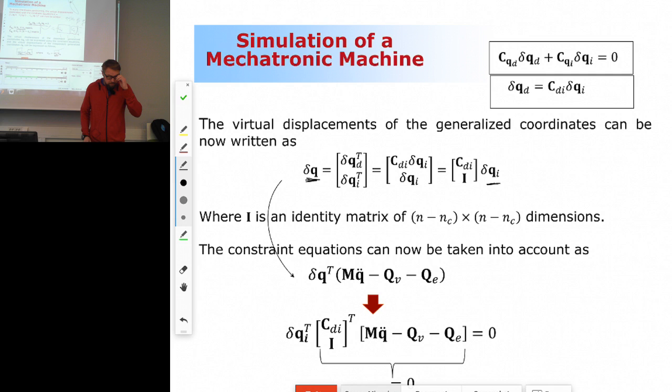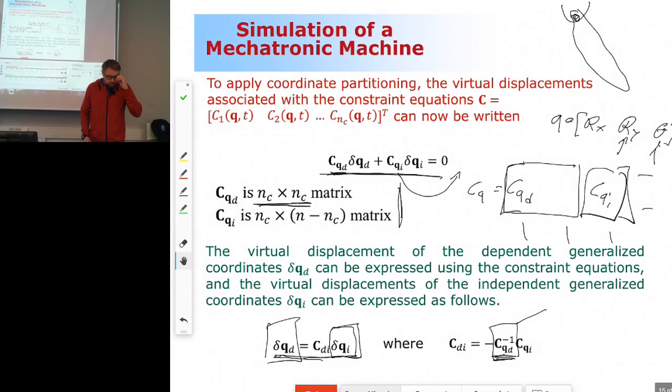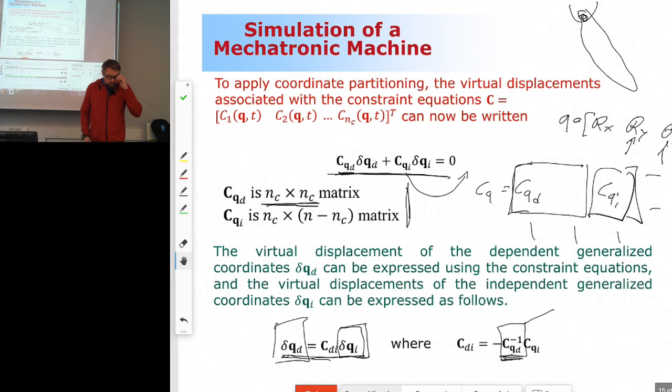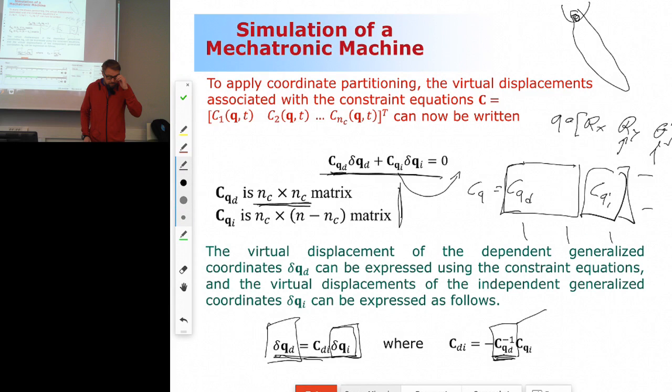Okay, so what are the things that I have here? I have this matrix CDI, and the matrix CDI is the one that comes from this equation. That's the one that combines this relation. If we go back to this slide, it tells that the CDI is the dependent part of the Jacobian matrix that is inverted, multiplied by the independent part. That is telling, for any kind of mechanical structure, how the kinematically admissible displacement looks.